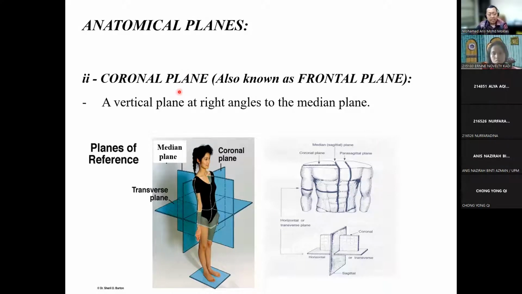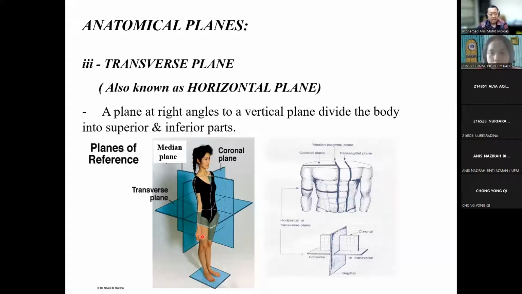Second is the coronal plane or frontal plane. A vertical plane at right angles to the median plane that will divide the body into front part and back part. Okay, so this is your coronal plane. Right? That will divide the body into front part and also back. Okay, this is a coronal plane. And then the transverse plane, a plane at right angles to the vertical planes, divides the body into superior and inferior parts. It can be at any level. It will divide the upper part and also the lower part. This is a transverse plane.